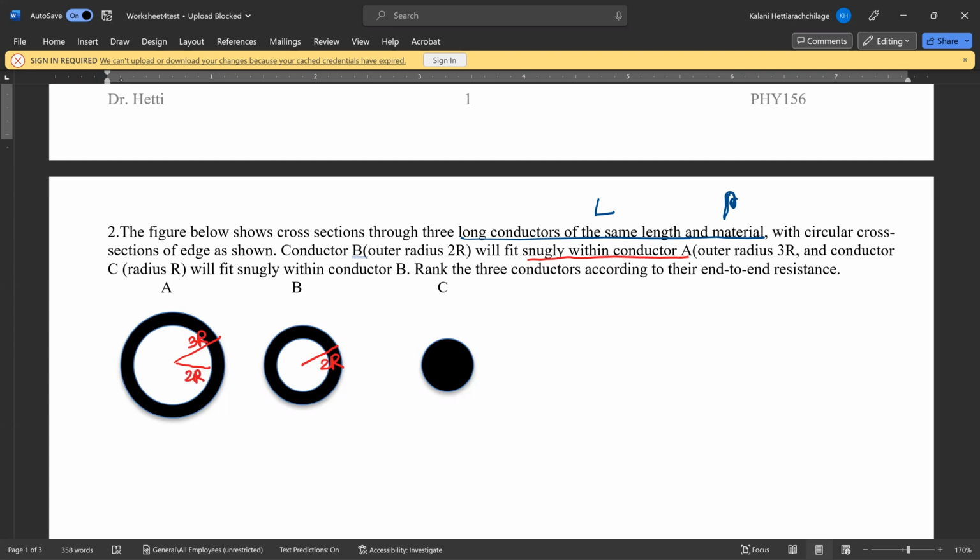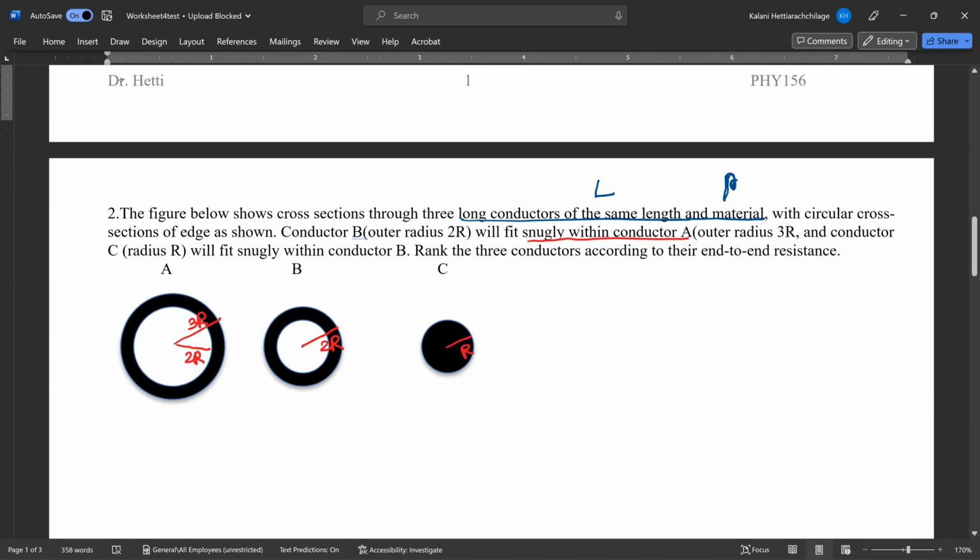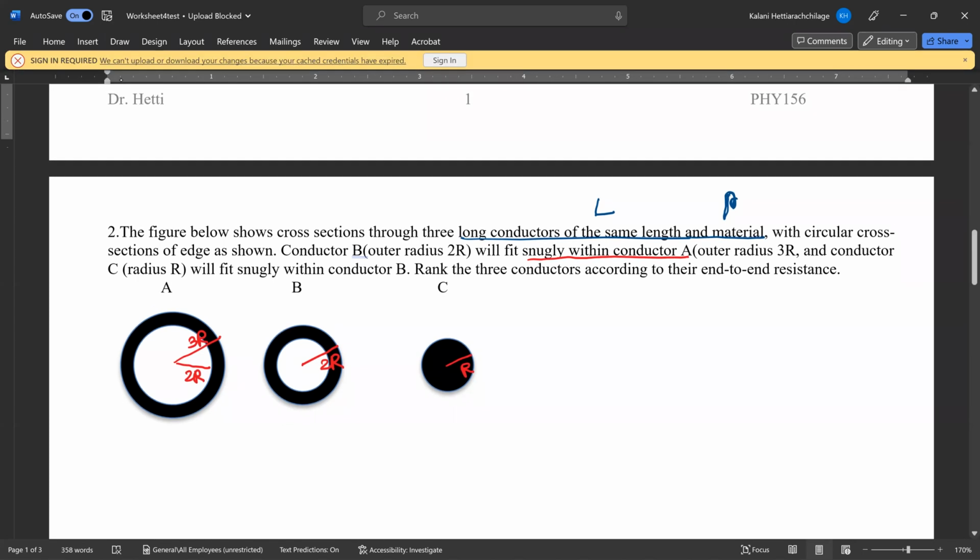Okay, and now I have conductor C, radius R, and it also says it will fit snugly within conductor B. As soon as you understand that, then this will be R, right? That's the information you need. Now rank the three conductors according to their end-to-end resistance.